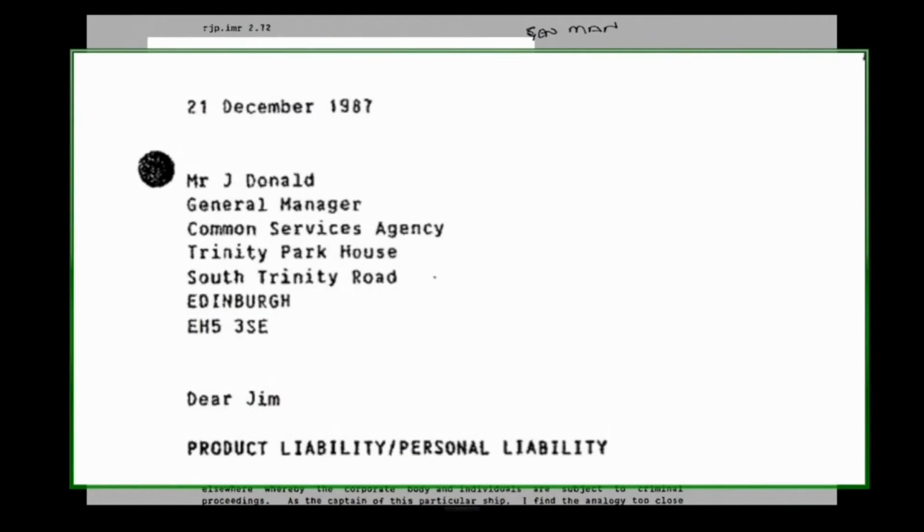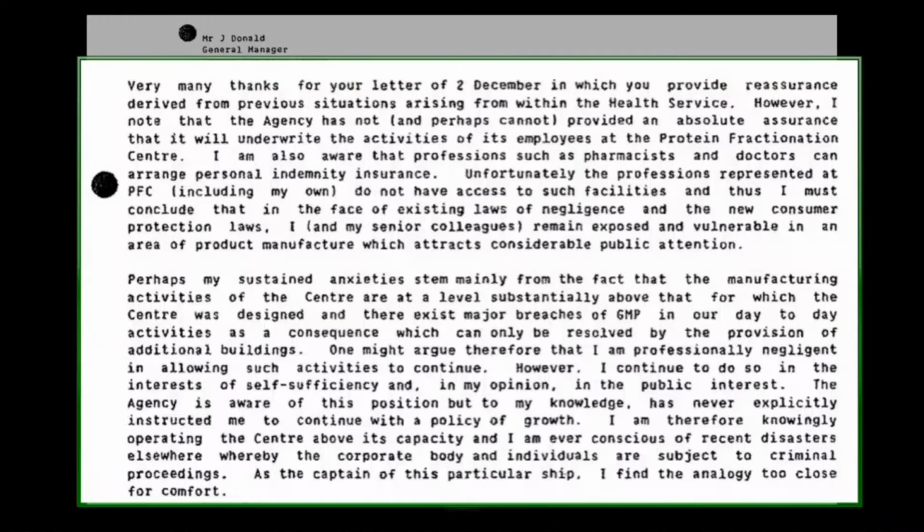And then we pick it up with another letter from Dr. Perry, but copied to Professor Cash, December 1987, in which we see the anxiety being expressed, really from the heading on the letter, product liability / personal liability, and the concern which Professor Cash shared, recorded towards the end of that first paragraph, was that those involved with SMBTS or the PFC were exposed and vulnerable in an area of product manufacture which attracts considerable public attention.